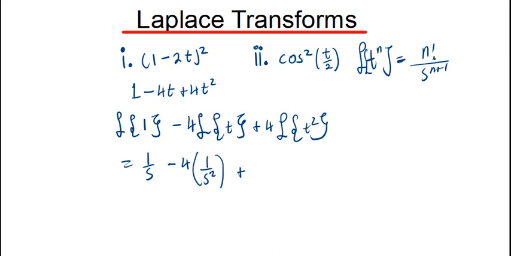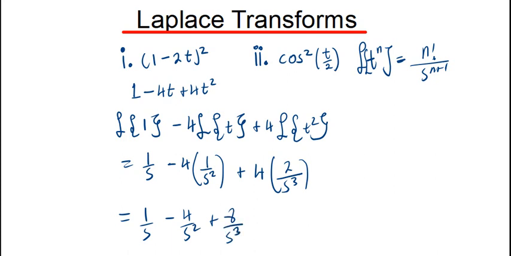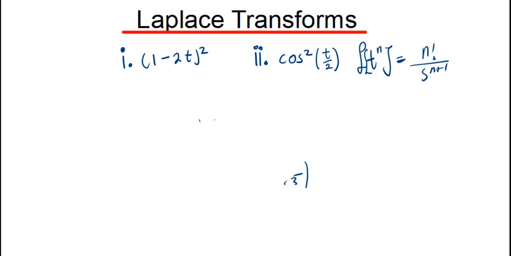Then plus, that's going to be n factorial, which is going to be 2 factorial, which is a 2. Then divide by s to the power 2 plus 1, that would be a 3. So we find out that the answer is 1 over s minus 4 over s squared plus 8 over s to the third. And that's our answer right there. That's the transform. So let's look at the second one.